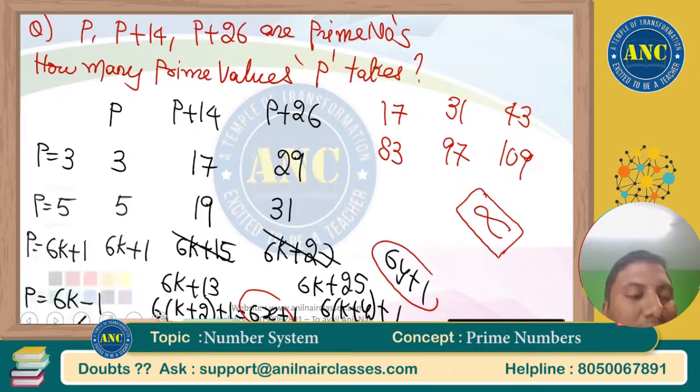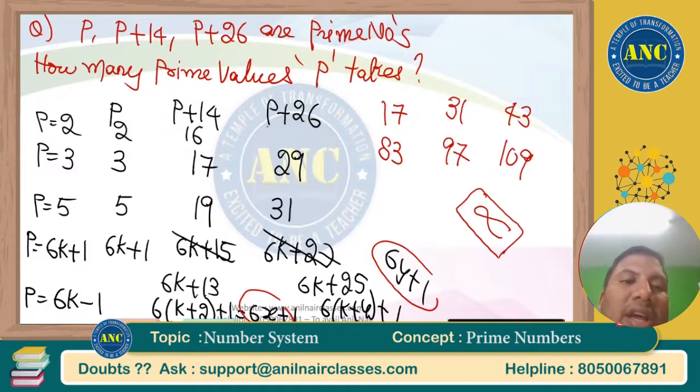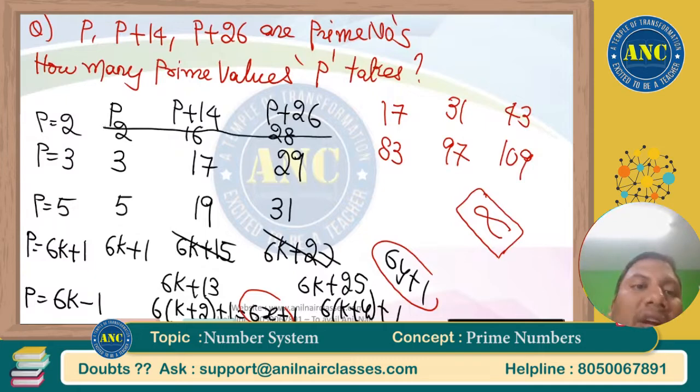P plus 14, p plus 26 are prime numbers. How many prime values? First substitute 2. If I substitute 2, 2 plus 14 is 16, 2 plus 26 is 28. Even plus even, there exists no prime number other than 2 which is even. So 2, 16, 28 is eliminated.